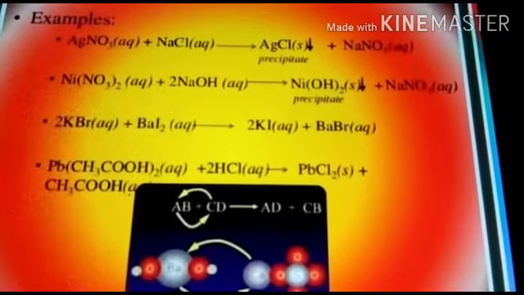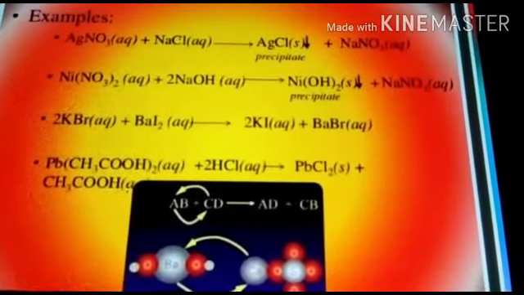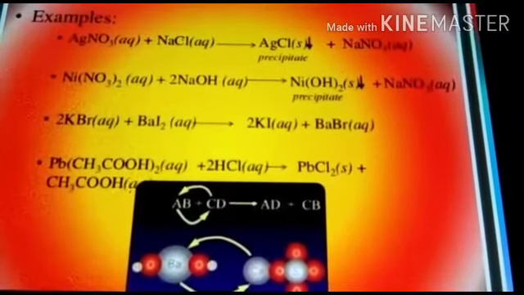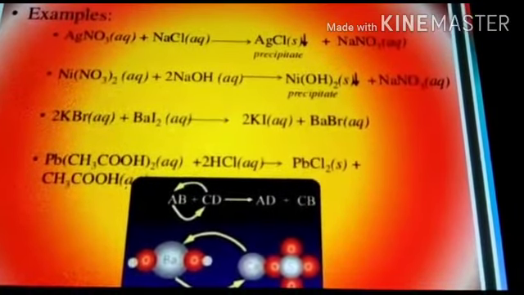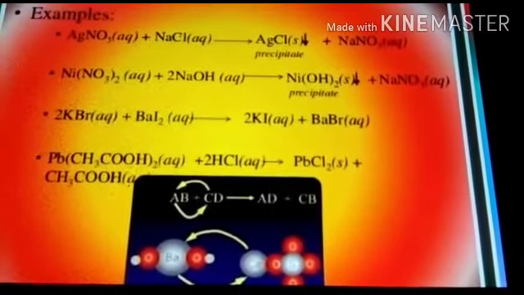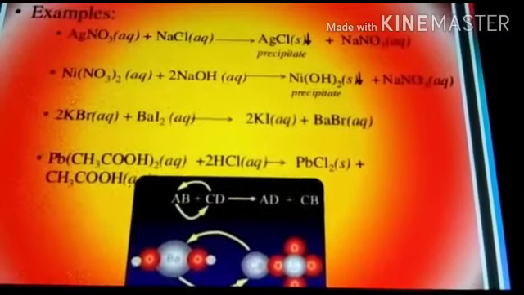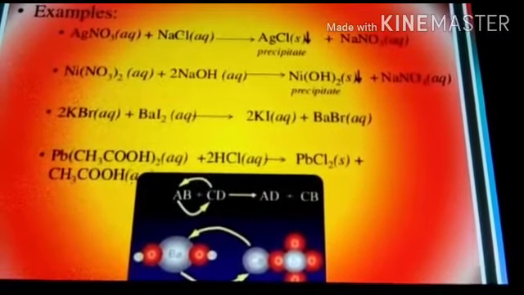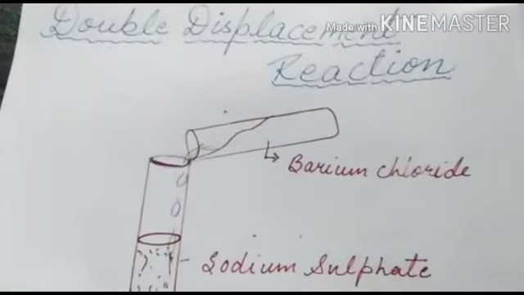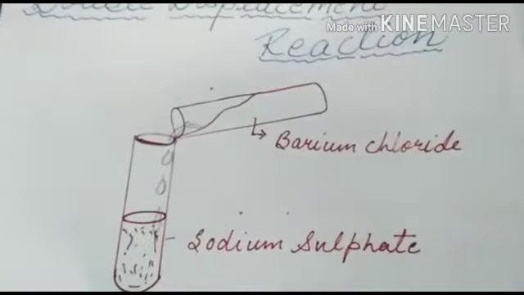Potassium bromide reacting with barium iodide forming potassium iodide and barium bromide. Lead acetate reacting with hydrochloric acid forming lead chloride and acetic acid. In all these examples, you will notice that the ions are exchanged between the reactants. Let us understand the double displacement reaction with the help of an activity.